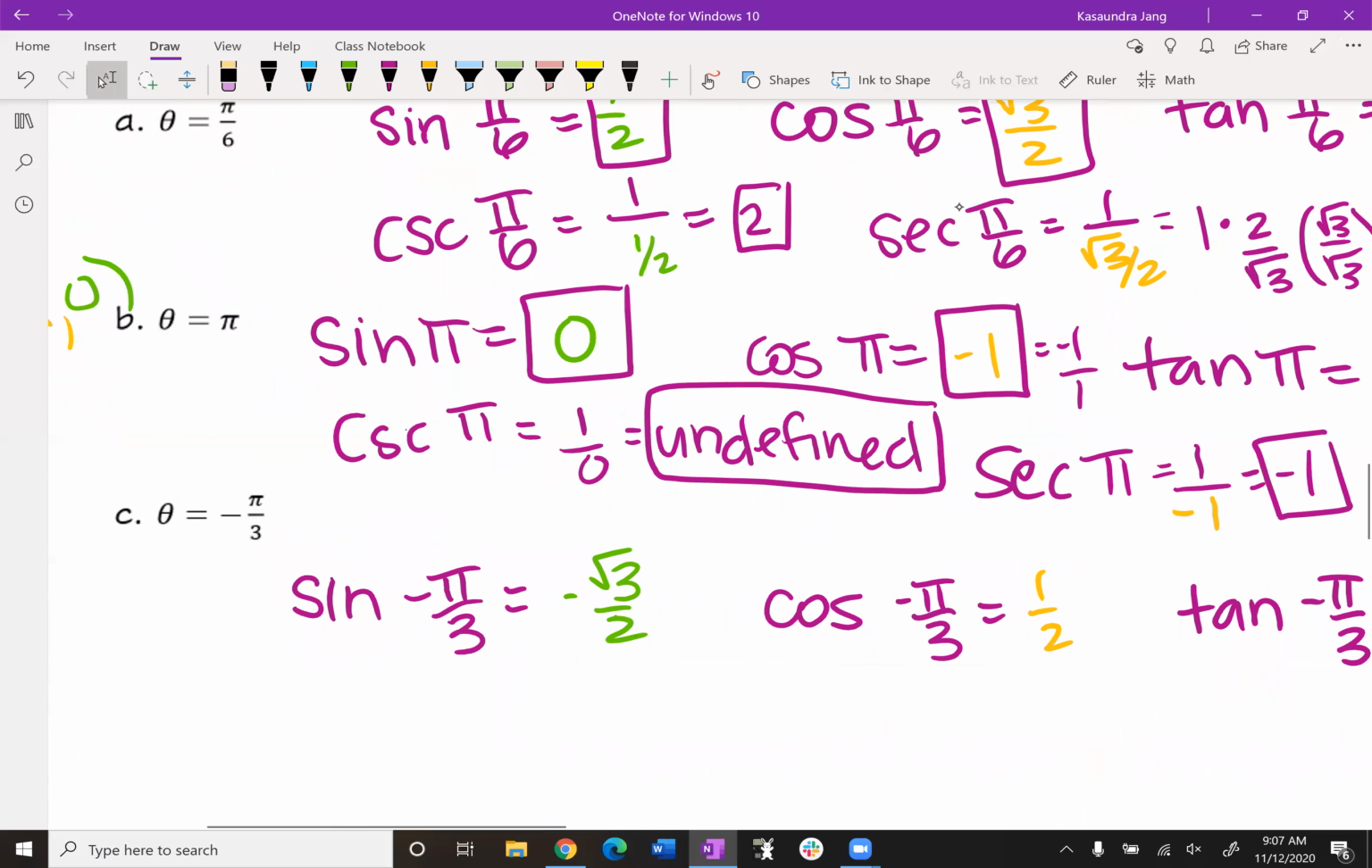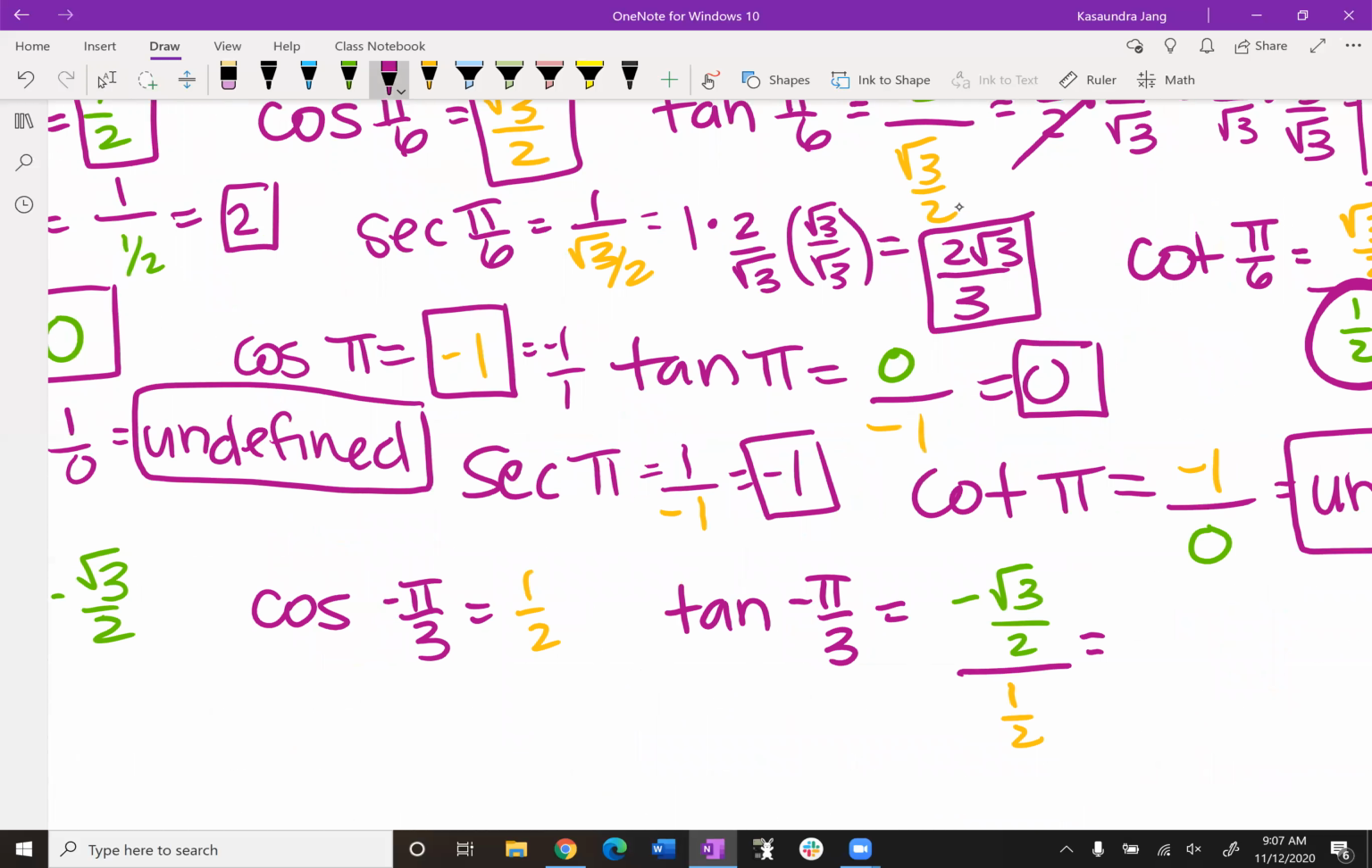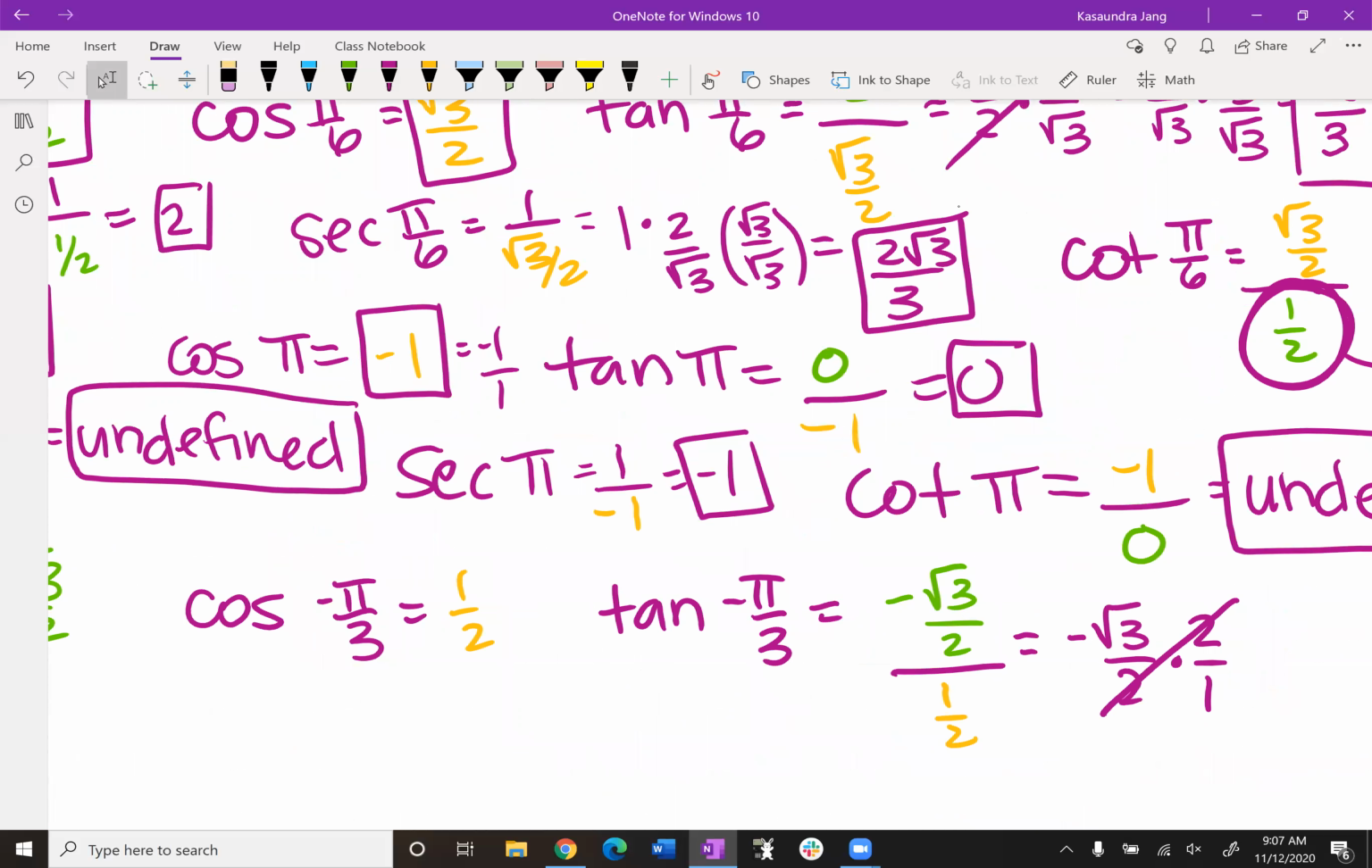All right, so we have it set up. We need to simplify though. Instead of dividing by this 1/2, I'm going to multiply by the reciprocal, so I'm going to multiply by 2 over 1. The 2's divide out, and in fact, I've got negative root 3 over 1. That goes down to a negative root 3. And there's my simplified version for tangent.